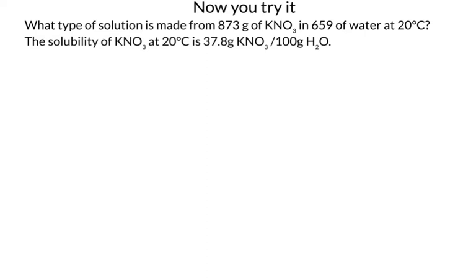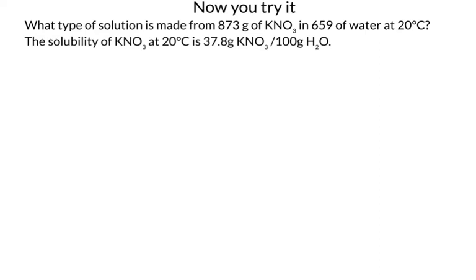So we're going to start with our known solubility at 20 degrees Celsius, and that is 37.8 grams of KNO3 per 100 grams of water. If we get that exact amount for our solution, then it is a saturated solution. If we have a number that is larger than 37.8 grams of KNO3 per 100 grams of water, then it's supersaturated. And if we have a number that's less than the 37.8, we will have an unsaturated solution. So now all we have to do is find out what we have in our solution.